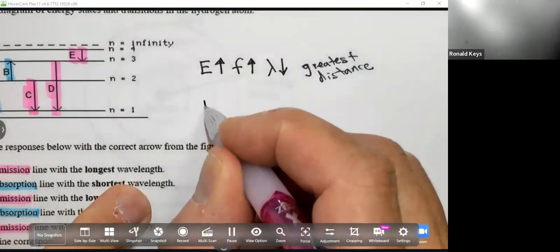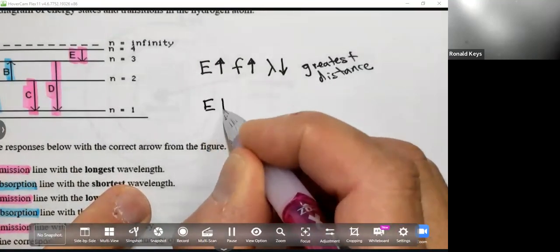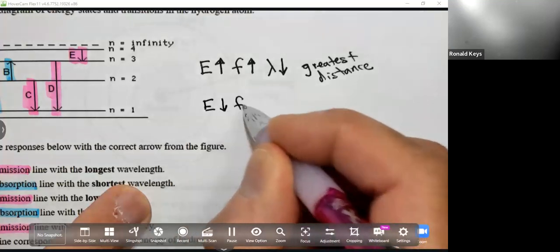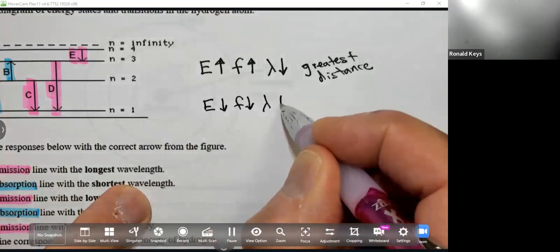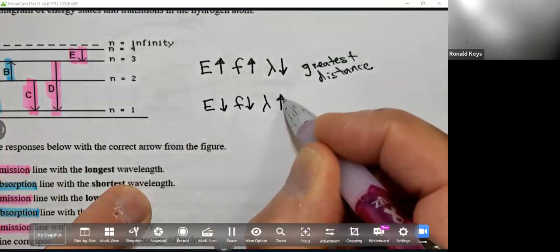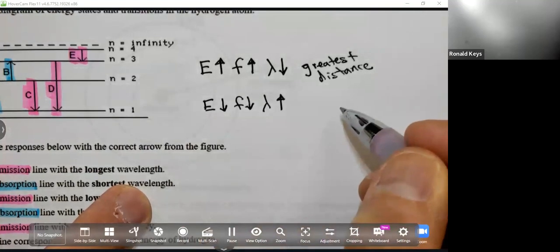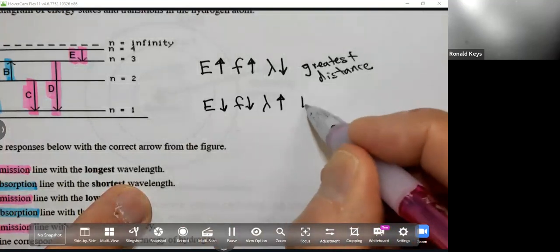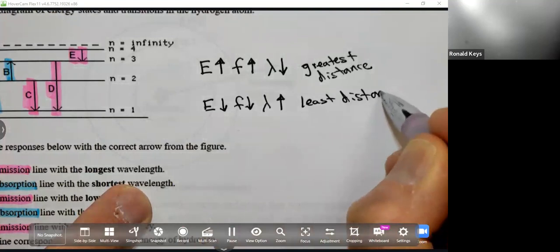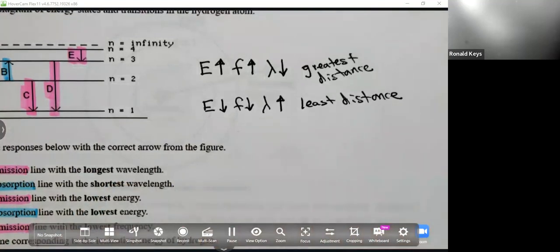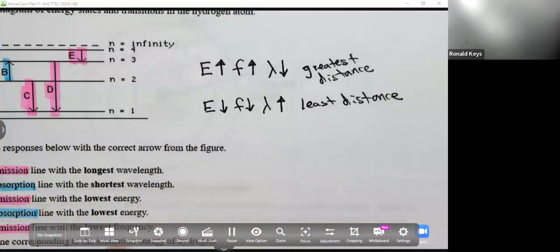And then the exact opposite. If the energy is low, frequency is low, and then the wavelength is high, right? And this is going to be the least distance. I shouldn't do this in terms of distance, but that's kind of the key to all these.